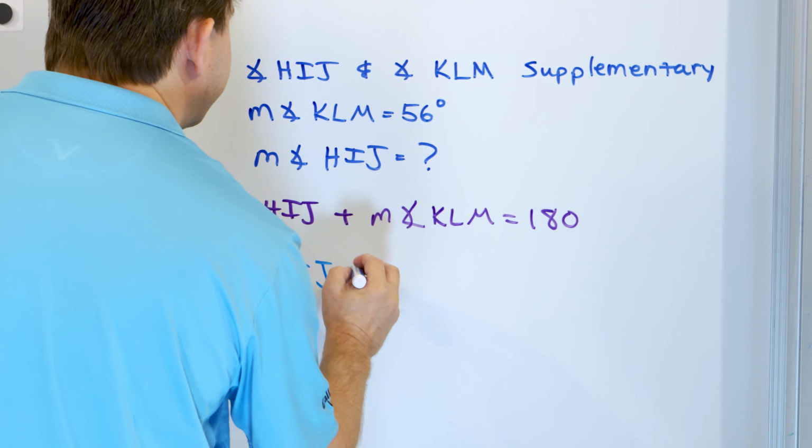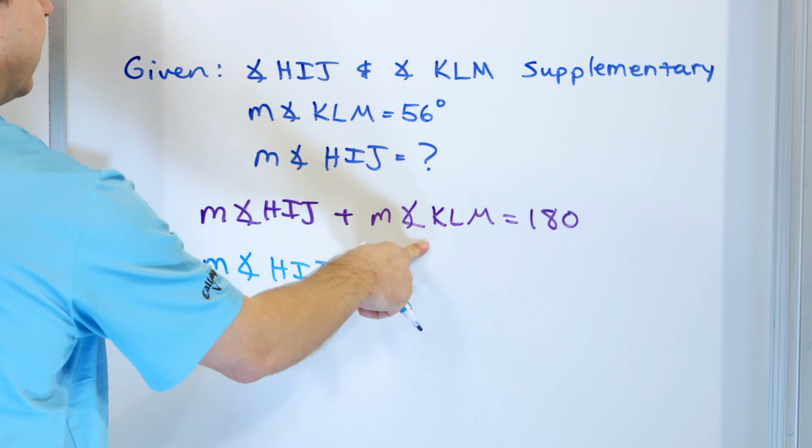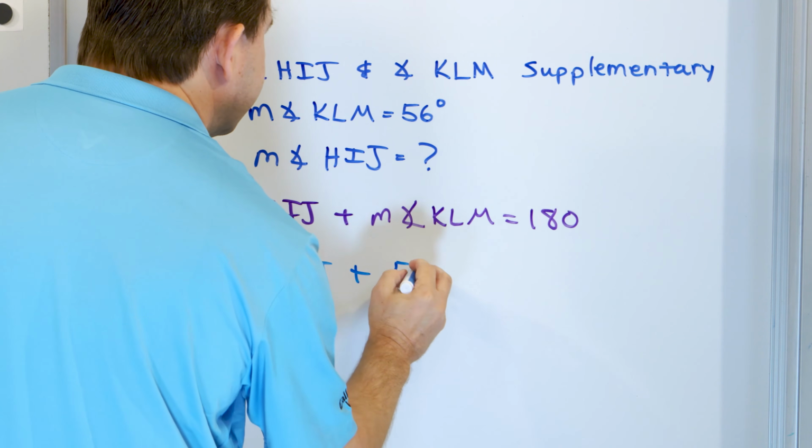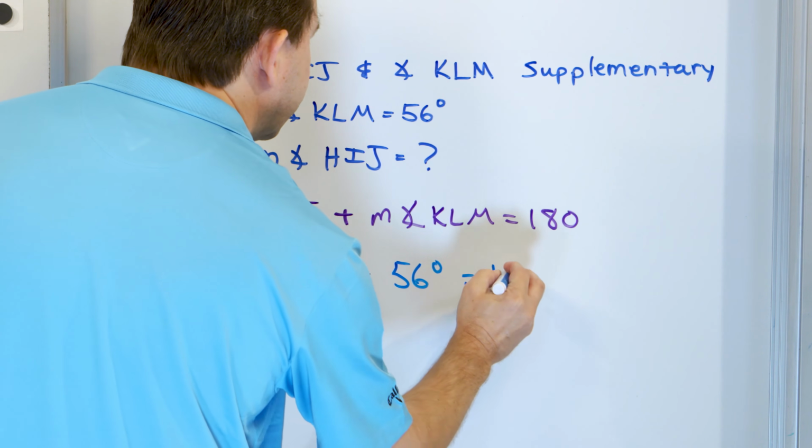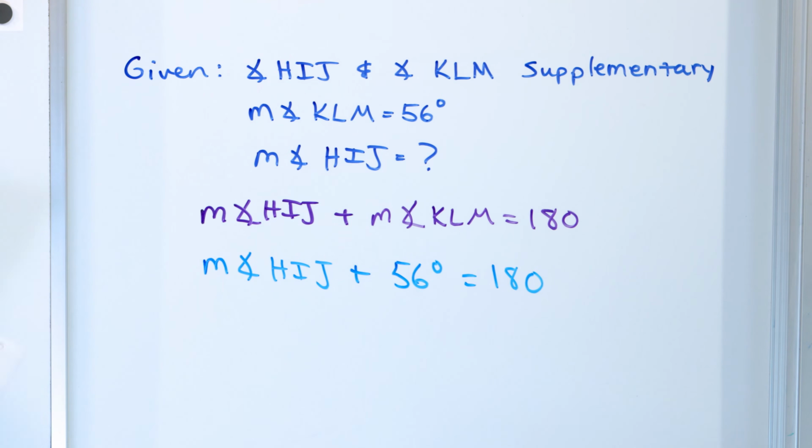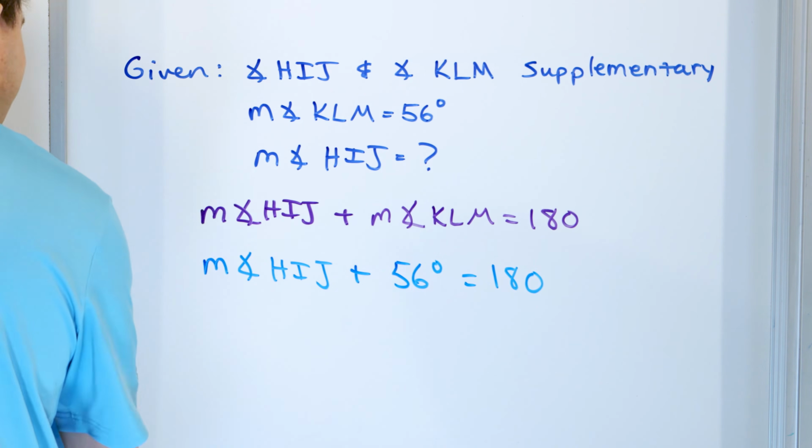I don't know that one, but I know that when I add this one to it, I'm adding 56 degrees to that, and then it's going to be equal to 180. All right, that's what's going to happen there. So then how do you solve this?